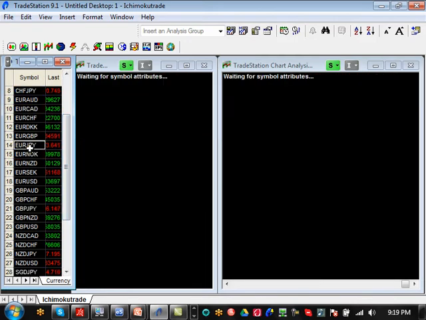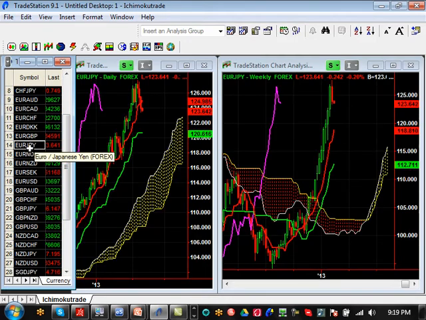Euro yen, again, just like all the yen pairs going up. First support level, we're looking at 120.61, which is a minor one. Next one's going to be about 118.81.